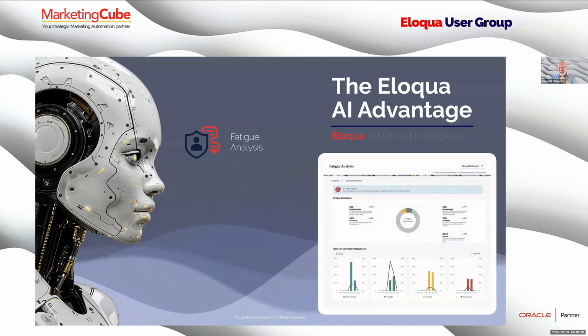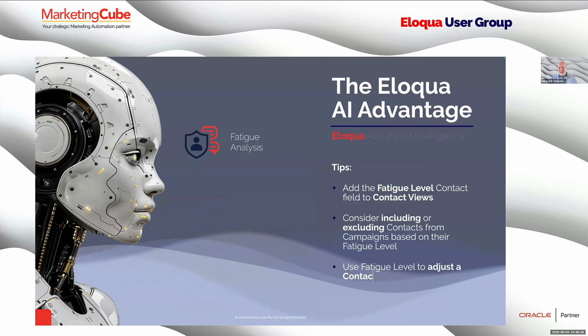And so the fatigue analysis basically looks at your entire database and breaks people down into 5 categories: undersaturated, saturated, oversaturated, just right, I'm liking to call that one the Goldilocks zone, or inactive. Okay. And there's definitions here on the screen to tell you what they mean. But because the fatigue value is a contact field sitting on the Eloqua contact, you can then use it to adjust people's flow on a campaign canvas.